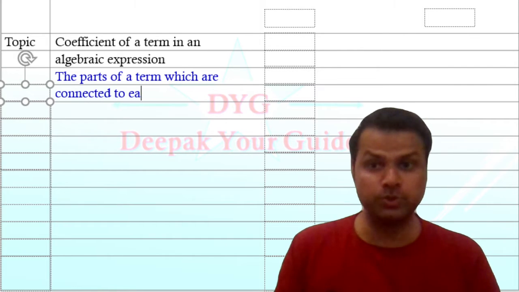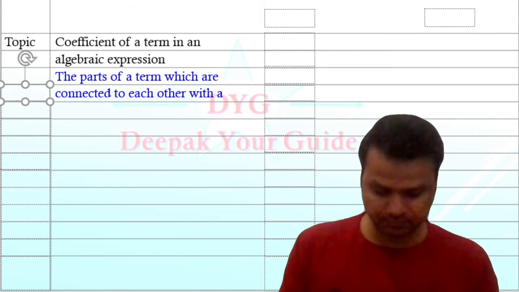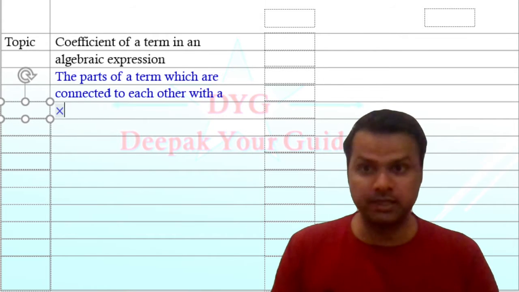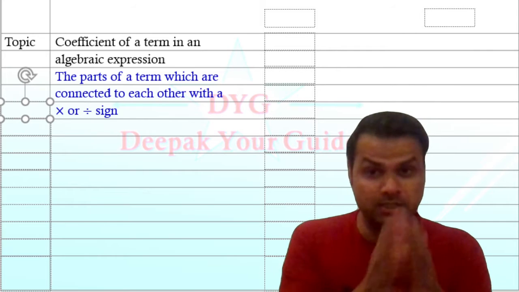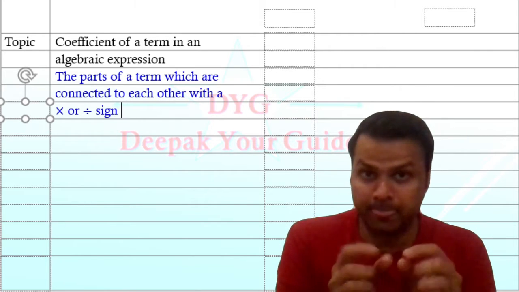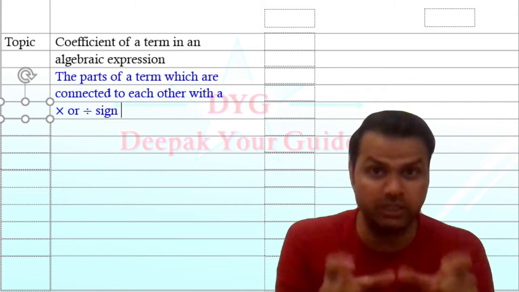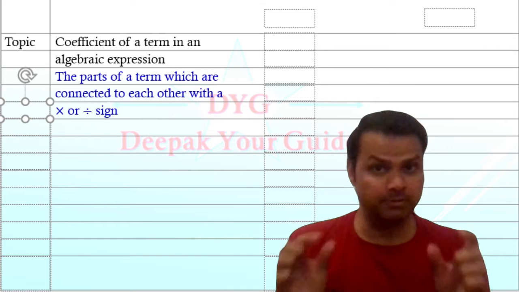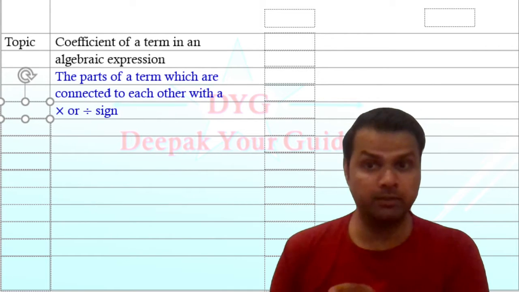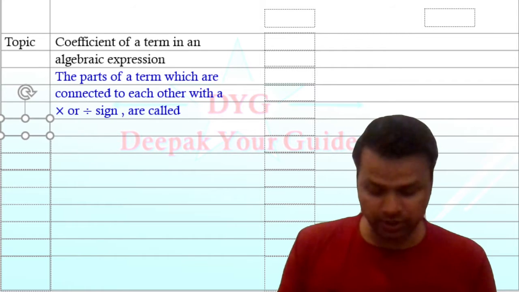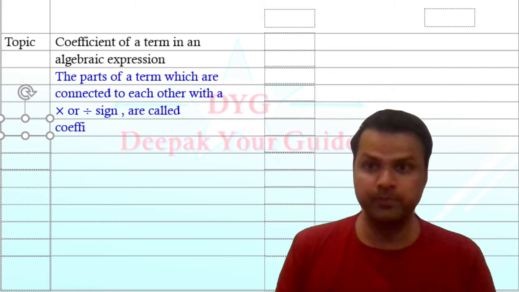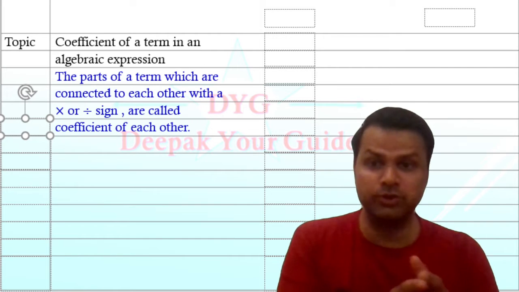connected to each other with a multiplication or a division sign. This time we are talking about a specific term in an algebraic expression. So in the term itself, the parts which are connected to each other with a multiplication or a division sign are called the coefficient of each other.